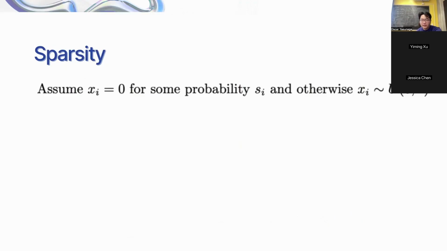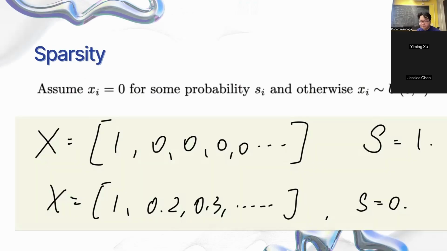So, what does sparsity mean in terms of math? The authors define sparsity such that this high dimensional vector is zero with some probability S of I, and otherwise the elements of this vector will be sampled from the uniform. And when we talk about sparsity, a one hot encoded vector, so just a one with all zeros, will have a sparsity of 100%. And a vector with all numbers, also called a dense vector, will have a sparsity of 0.